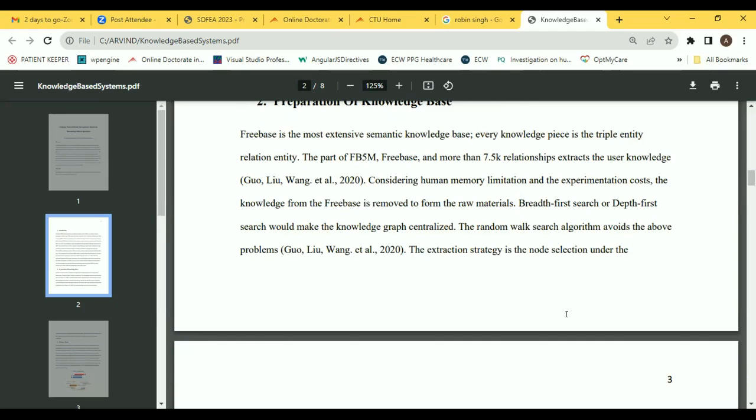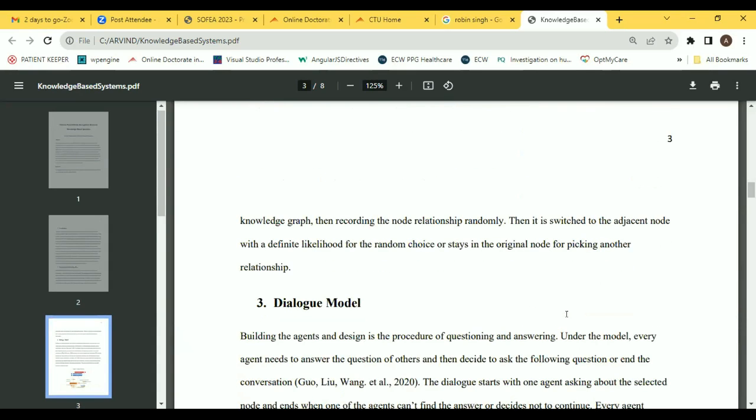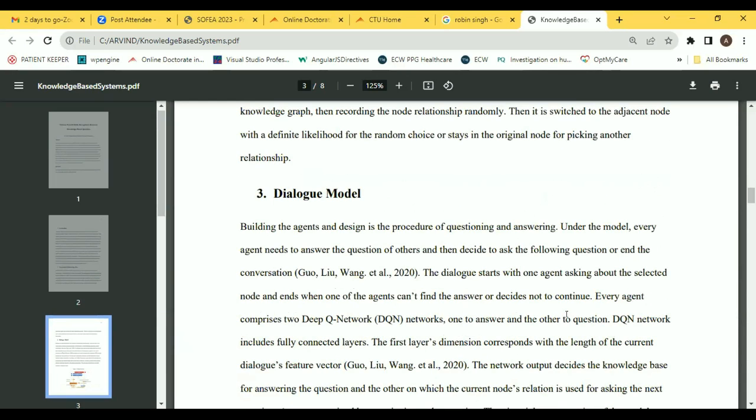And then the second step is the extraction strategy, which is the node selection for the knowledge graph. And then the recording for the same is made on the node relationships in a random fashion. And then the dialogue model, while building the design and agents, design would be the procedure to question and answer.